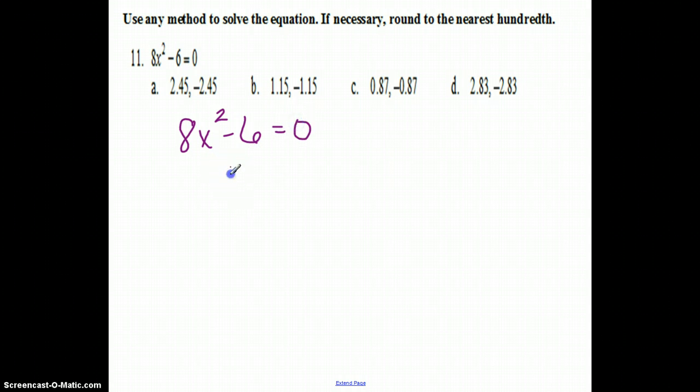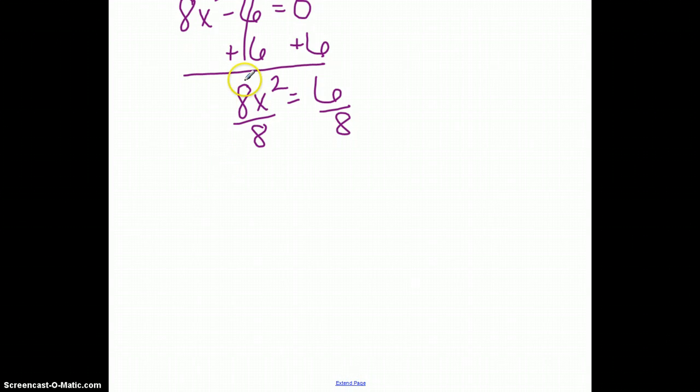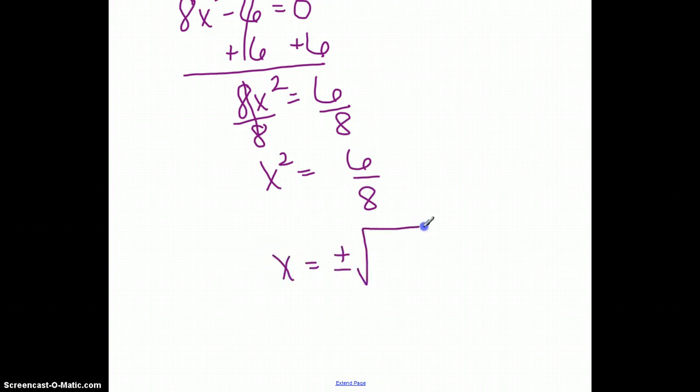So probably the easiest way is to use that square root property that we were using before. So add 6. So 8x squared equals 6. Divide by 8. So x squared equals 6 over 8. And I wouldn't even care about reducing it at this point, because really I can just do plus or minus the square root of that.